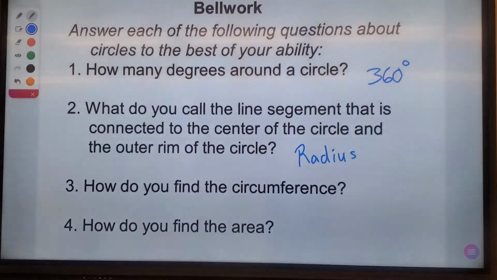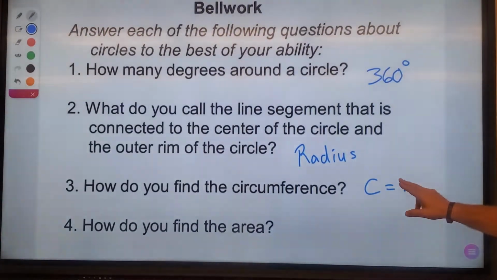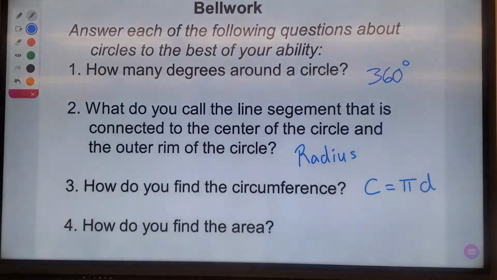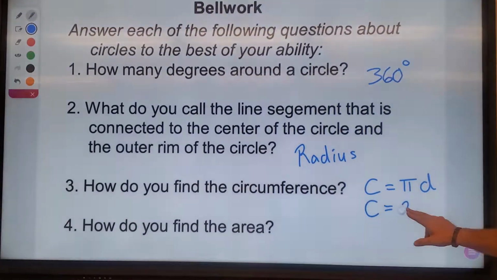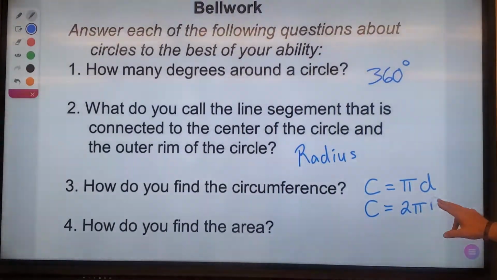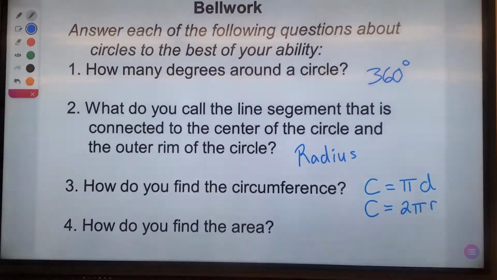Number 3, how do you find the circumference? Okay, so this is going back and recalling basic formulas that you should know. This is one that you will use in one of two manners. You should remember C, or circumference, equals pi times the diameter, or pi d. Another form of that is also C equals 2 pi r, because the diameter is equal to twice the radius, or d equals 2r. So in that equation, we can replace the d with the 2r, and it's the same thing.